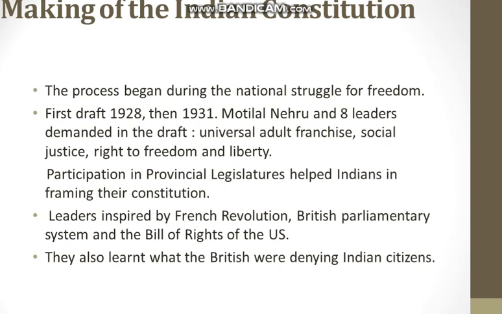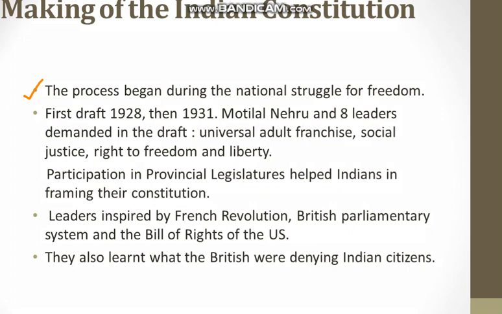There were sharp differences of opinion within the freedom struggle about the path India should take after independence. Such differences exist even today, but some basic ideas had come to be accepted by almost everyone. Some differences were there, but they always remain. The process of forming the constitution began during the national struggle for freedom.